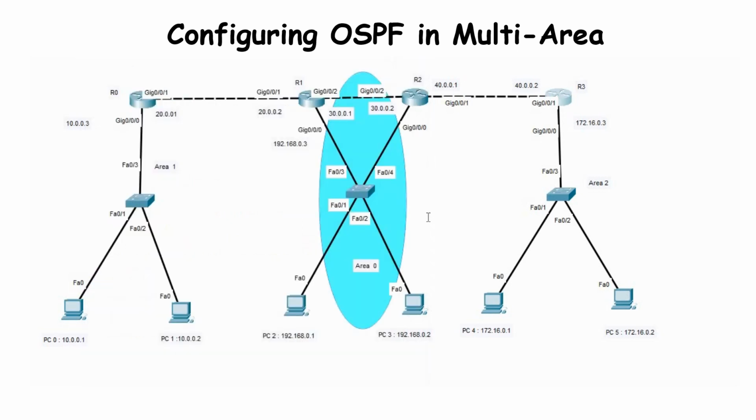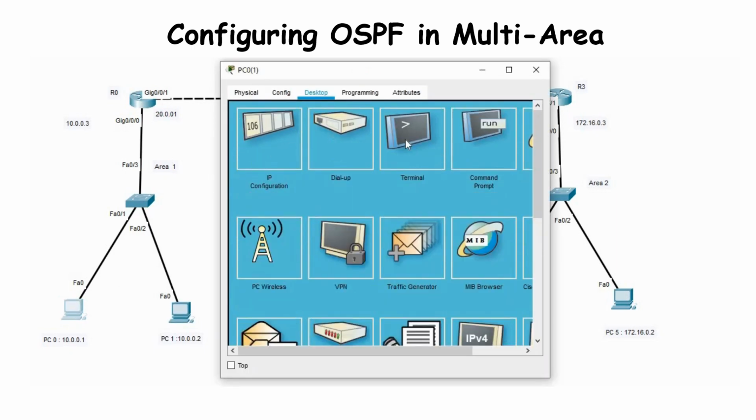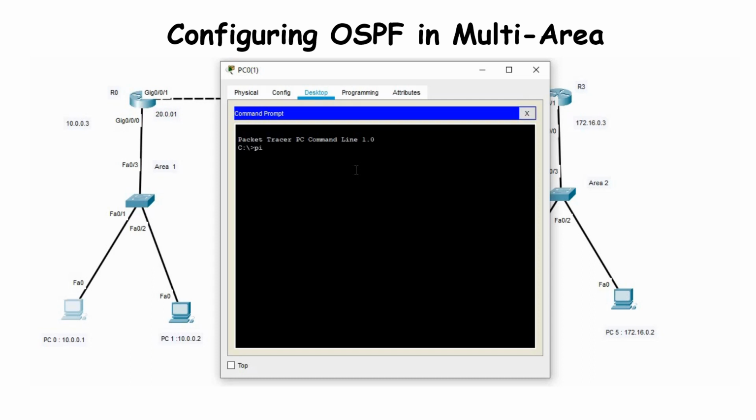Now we have configured IP addresses on all the devices, on all routers and all the end devices. As of now, no routing protocol has been enabled on these routers. Now if you try to ping from PC0 to PC4, we'll get the response as request timeout or destination host unreachable. So ping PC4 is 172.16.0.1. We're getting the response as destination host unreachable because no routing protocol has been configured on any of these routers.